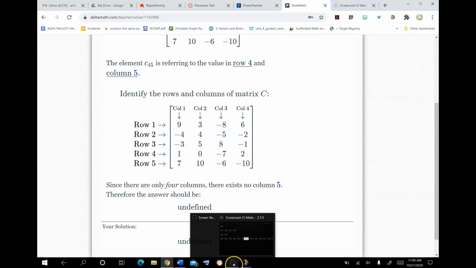Okay, so that is what you're doing today in Delta Math. Let me know if you need any more help, but that is Introduction to Matrices.